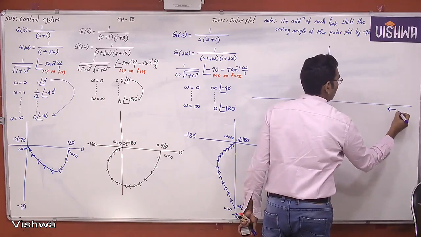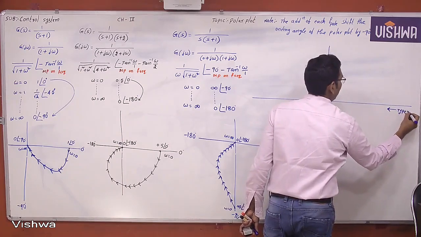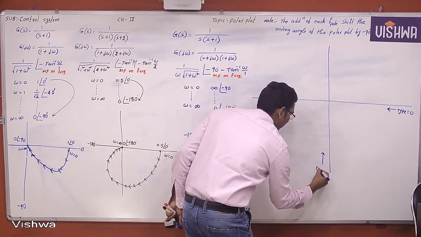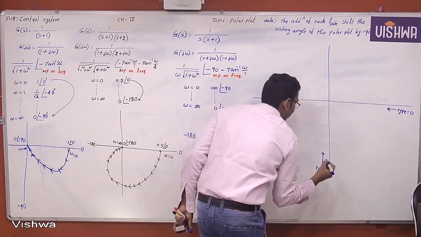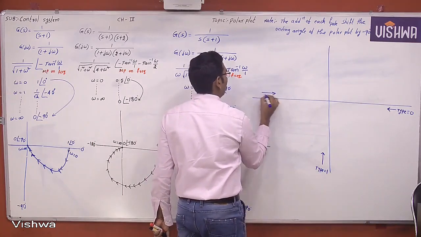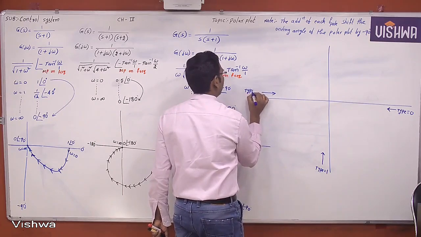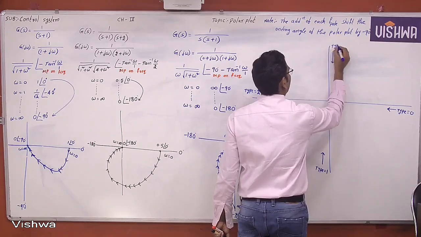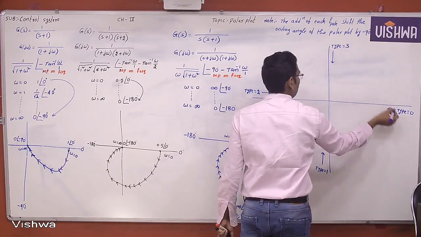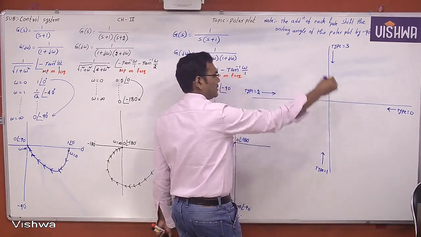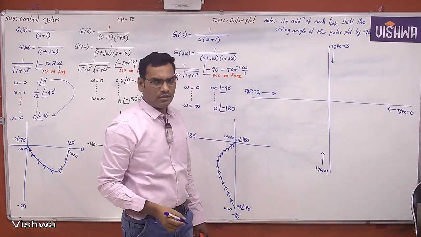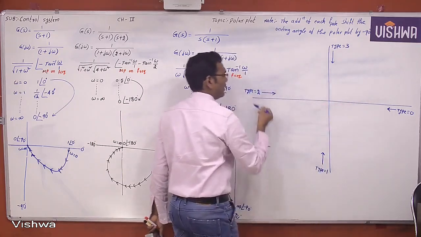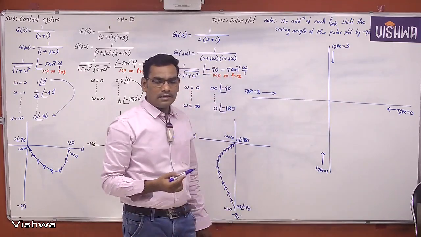Now this is the type 0 system. This here is the type 1 system. Here is the type 2 system. Here is the type 3 system. Here is type 4, type 5, type 6. Like this, you move in the clockwise direction: type 0, type 1, type 2, type 3, type 4, type 5, type 6, and so on. And see how I am writing.